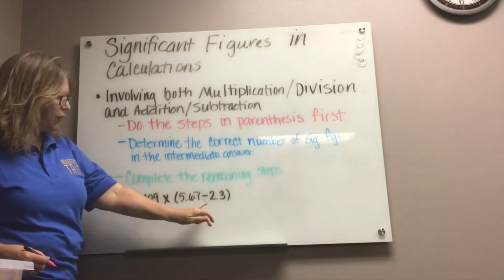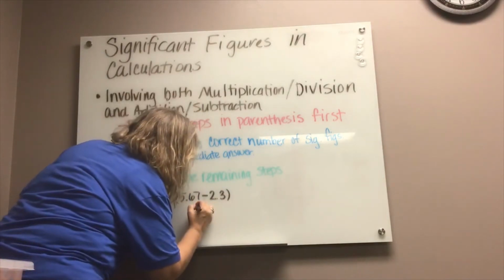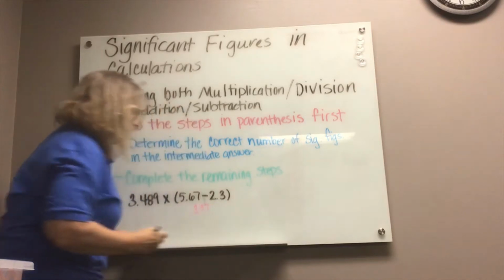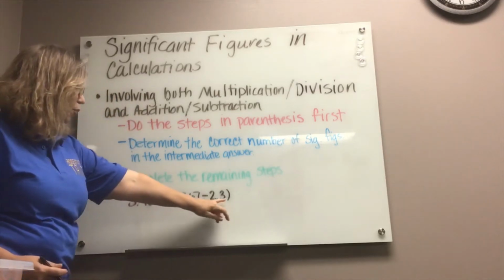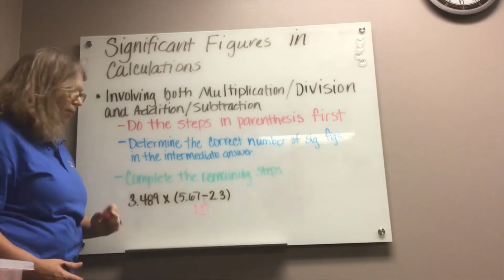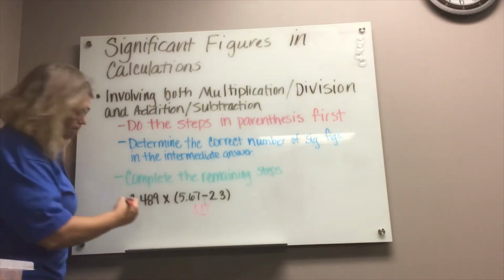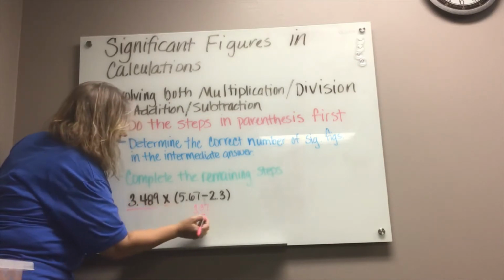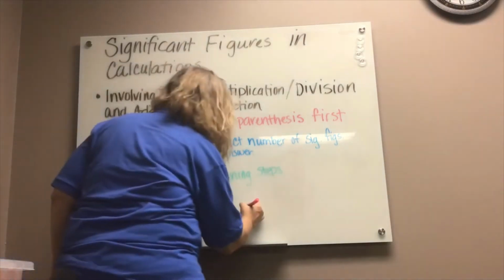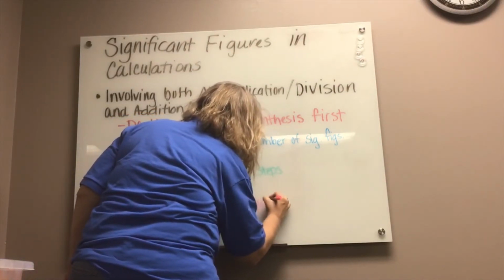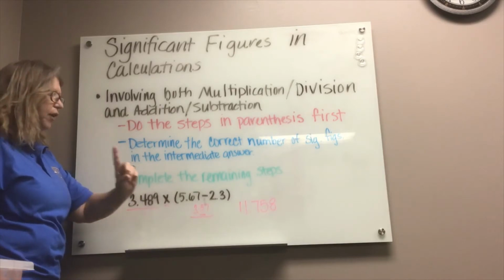So you're going to subtract your 2.3 from 5.67, and that's going to give you an answer of 3.37, right? And so you have one significant figure after the decimal point based on the factors that are in parentheses. So then your next step would be to take your 3.489 and multiply it by this number here, the 3.37, and that's going to give you an answer of 11.758. Now we know from this step right here that we only have one significant figure after the decimal point.